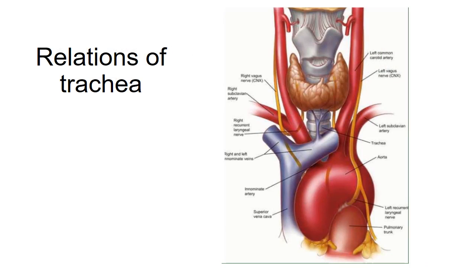Now let's talk about the relations of the thoracic part of trachea. This image is showing the anterior relations of the thoracic part of trachea. Anteriorly, the trachea is related to the manubrium sterni, sternothyroid muscles, remains of the thymus, left brachiocephalic and inferior thyroid veins, as you can see here, arch of aorta, brachiocephalic and left common carotid arteries, deep cardiac plexus, and some lymph nodes.